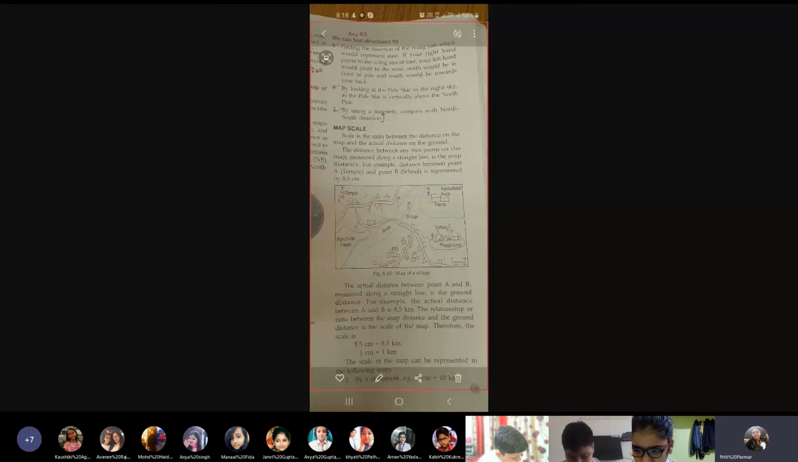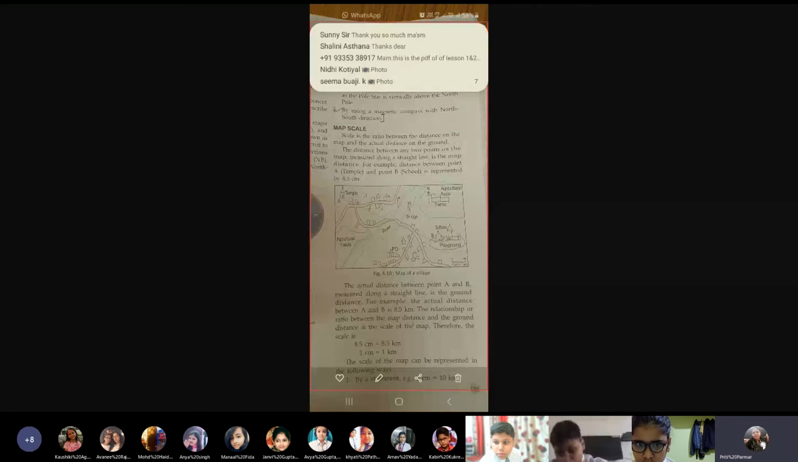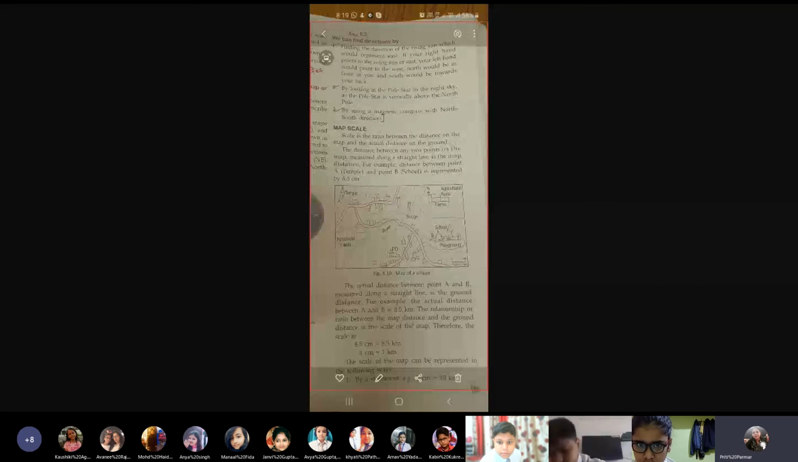Now, number two, by looking at the pole star in the night sky, as the pole star is vertically above the North Pole. Now, in the night time, when there is no moon, all the directions are seen through the pole star. That means the pointing star. Now, the pole star always points in the north direction. So once you know which is west, you know that the other side would be south, and towards your left hand would be west, and towards your right hand it would be east. Clear? After you face the North Star.